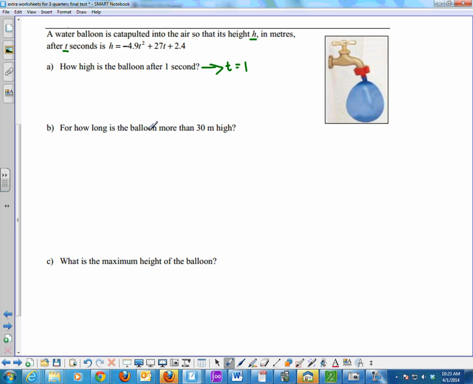For how long is the balloon more than 30 meters high? So for this, this is going to be your h. So you'll plug in 30 for h and solve this quadratic equation. That's going to give you two different time values. And so the difference between those times is how long. Okay, so once you get the two different time values, you'll subtract those to get the how long.